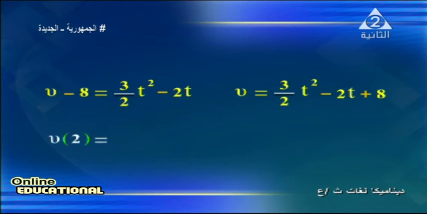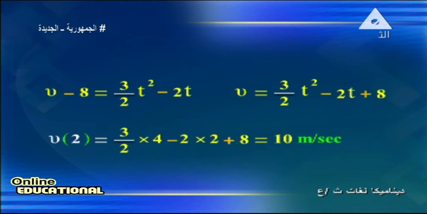Now, when the time t equals 2, then v of 2 equals 3 over 2 times 4 minus 2 times 2 plus 8, which equals 10 meters per second. And the velocity v equals 3 over 2 t power 2 minus 2t plus 8. And we know that the velocity v equals dx/dt. Then dx/dt equals 3 over 2 t power 2 minus 2t plus 8.